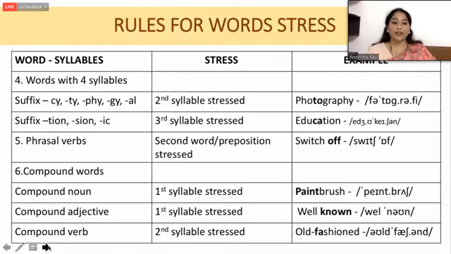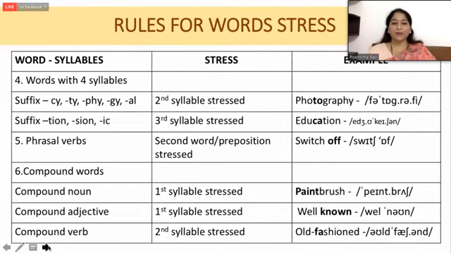Or what if there are words with four syllables? Now again, you have a list of suffixes. These particular suffixes are like a code for you to recognize that the stress would go on the second syllable. Photography. If I say "photography" or "photography," the pronunciation changes. So it is photography. Likewise, if the suffix is tion, sion, or ic, the stress shifts to the third syllable, which is education, education.